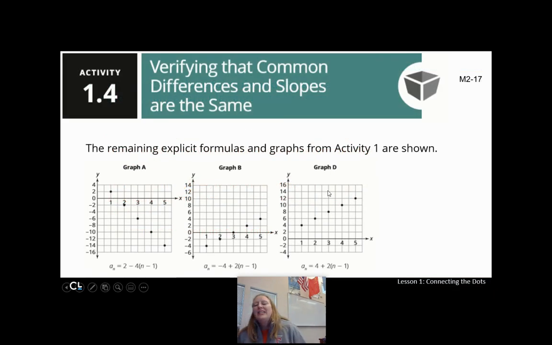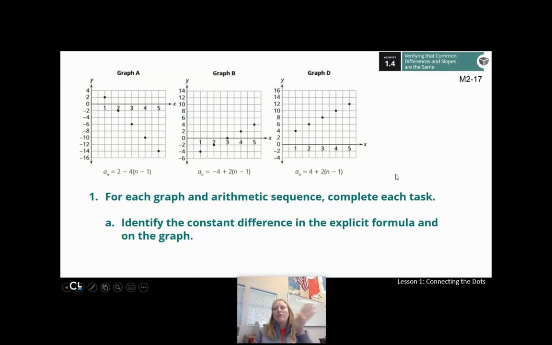So here's the deal. Now that you're sick of all the variables and you're like, I want real numbers because that was awful, let's come back to the remaining explicit formulas and graphs from activity one, because we really focused in on graph C and its formula. But let's look at the other three, graphs A, B, and D, and the formulas that went with them.